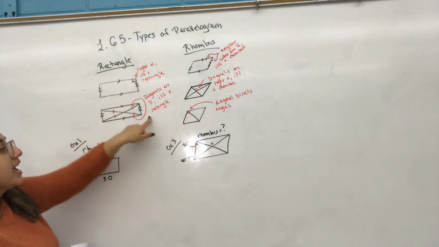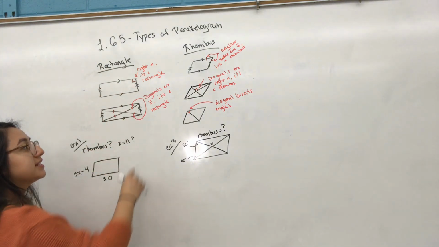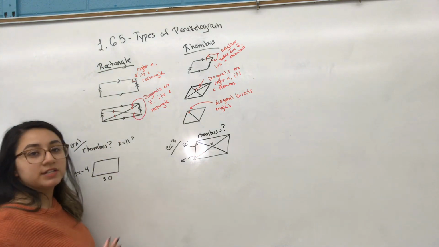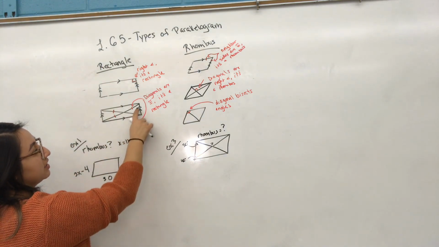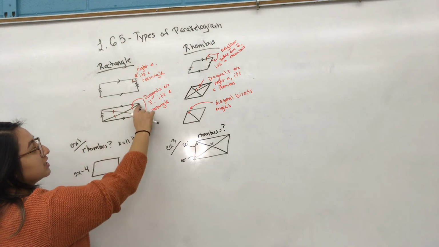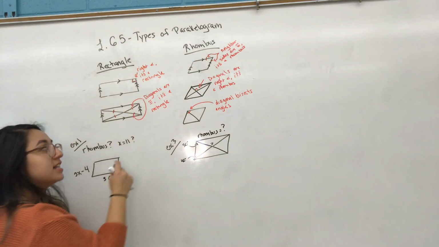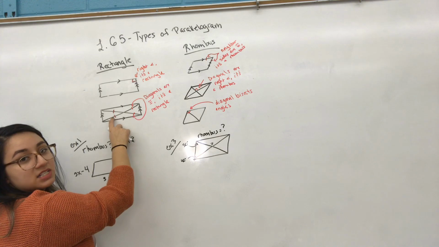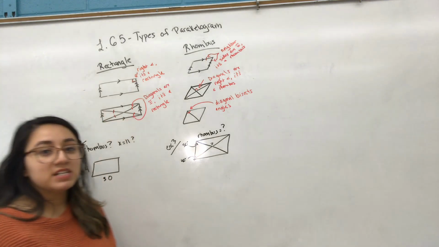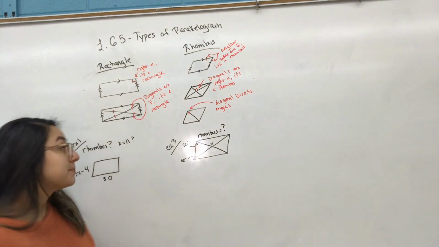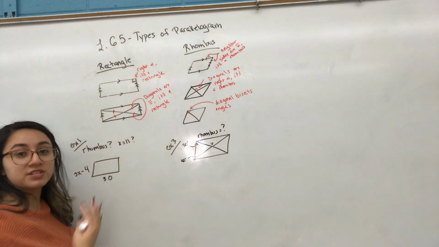Next one, diagonals. So it's the lines that cut across. If the diagonals are congruent, so if they're the same number, then they are a rectangle. Here, if you have a line here and here, so let's say this whole line is 10. That means this is 5 and this is 5. That means this is 5 and this is also 5. So all the measurements are the same.